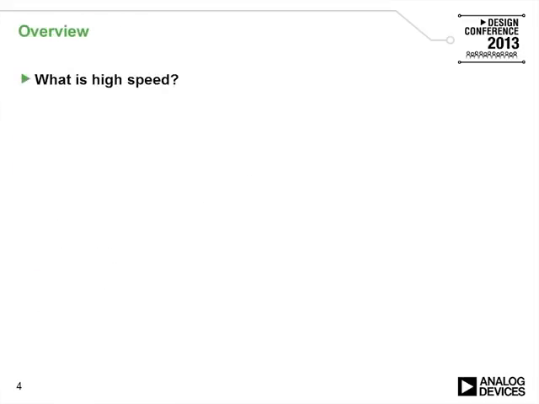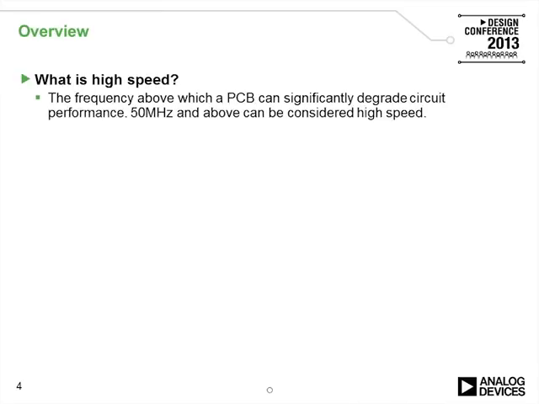Begin with the overview. What is high speed? The high speed on PCBs is the frequency above which the PCB can significantly degrade circuit performance. As far as we are concerned, around 50 megahertz and above can be considered high speed.